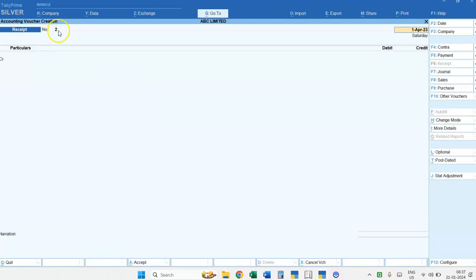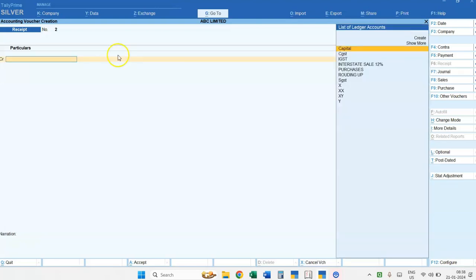So here you have to write the voucher number. If the voucher number is by default automatic, then the voucher number will come up automatically. You cannot write here. If it is manual, then you can write here. So here you have to write down the date. So I am writing down the date 1st April 2023. Here I have to select the account which is going to be credited. CR means credit.